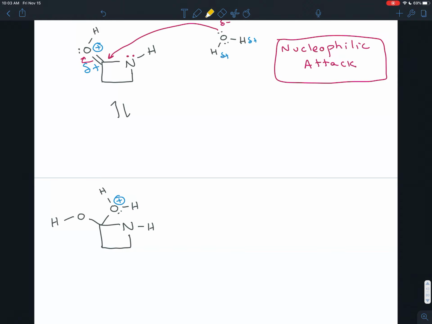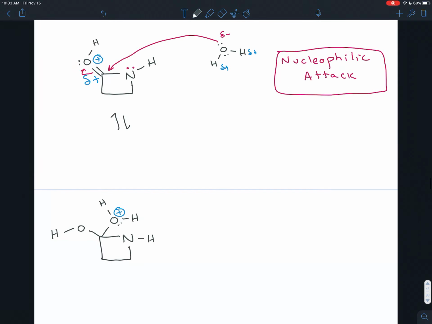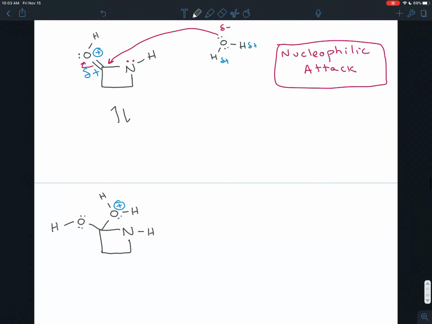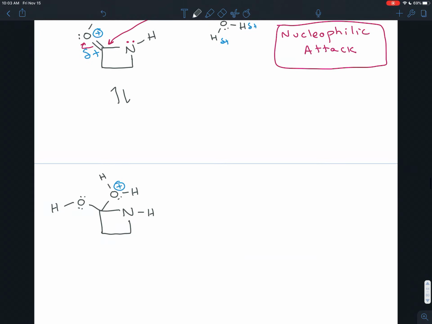Now, you may look at this and see this water and think, that's a good leaving group, and it is. And it could come off, which is why this previous reaction was reversible. But after it comes off, it can attach again, and so you have both of these forward and reverse reactions happening at the same time. In the meantime, some of this does not come apart. Some of this undergoes a different reaction.